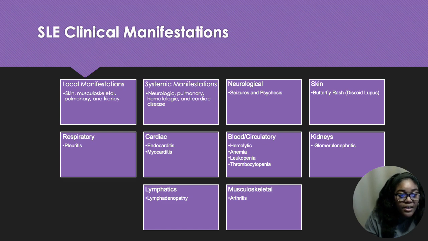As far as specific signs and symptoms, you have seizures and psychosis. You have butterfly rash. That is the rash that appears on the face, generally on the cheeks and the bridge of the nose. That's also known as discoid lupus. You have the respiratory system, where you see pleuritis, which is an infection in the lung area. You have cardiac, where you have endocarditis or myocarditis in the outer layer of the heart or in the muscle of the heart. You have anemia, leukopenia, thrombocytopenia.